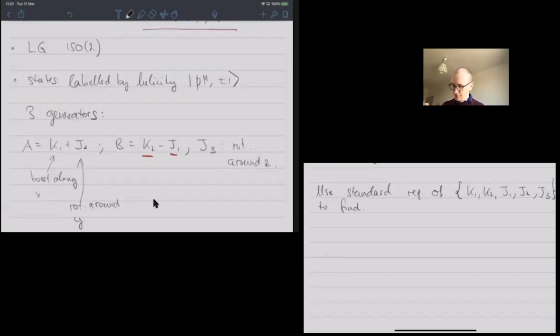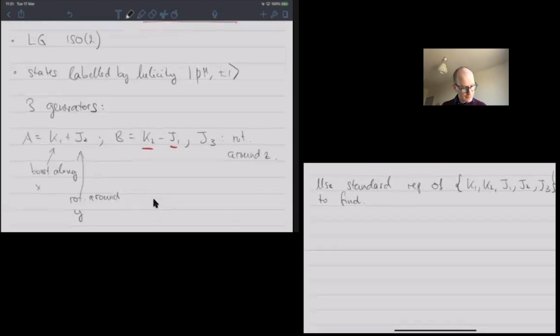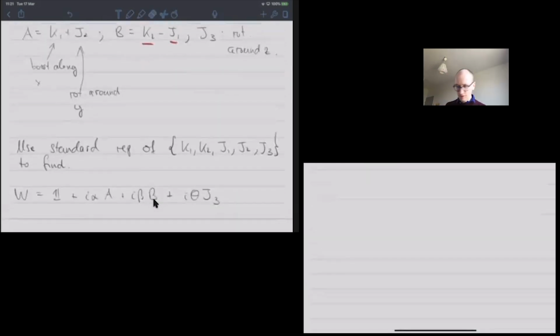You'll see in a second what I mean. This is, I think, very familiar to you. So we find that some element here, I think I should just write W, is going to be 1 plus i alpha A plus i beta B plus i theta J3, as you may recall. And we already last time called this the continuous spin one, S of alpha, beta, theta. And we said that physical states were acted on trivially by A and B, but not by J3. J3 labeled the half-integer quantized helicity.